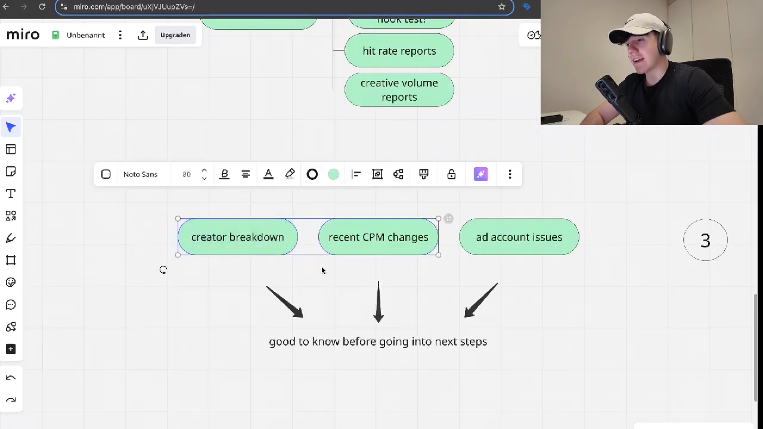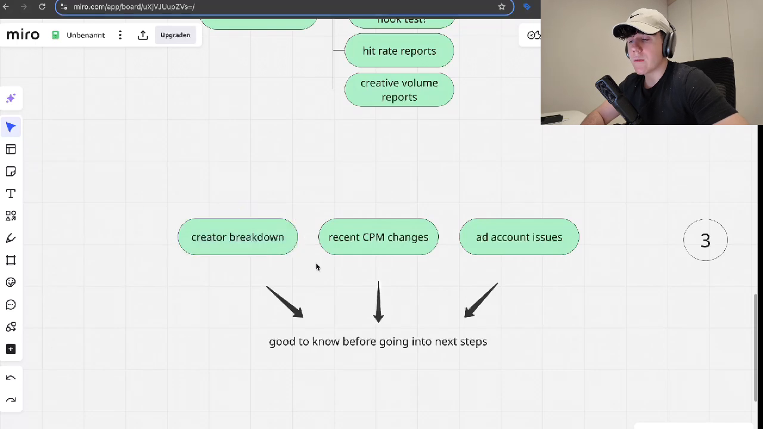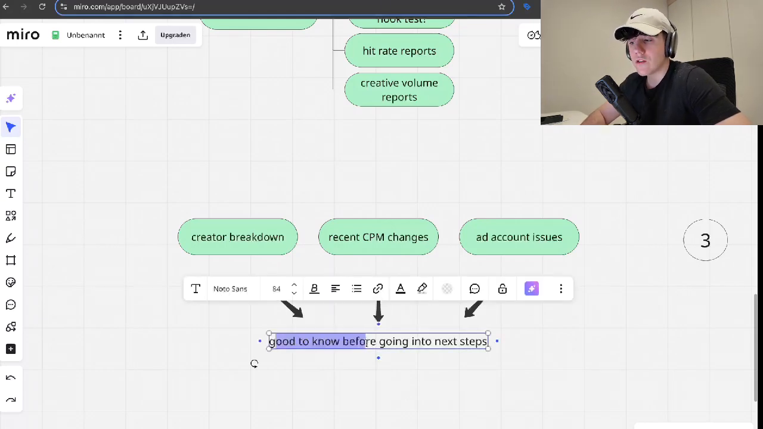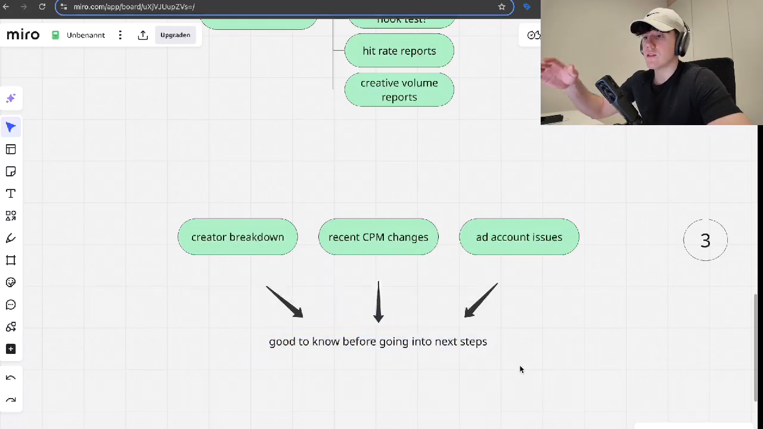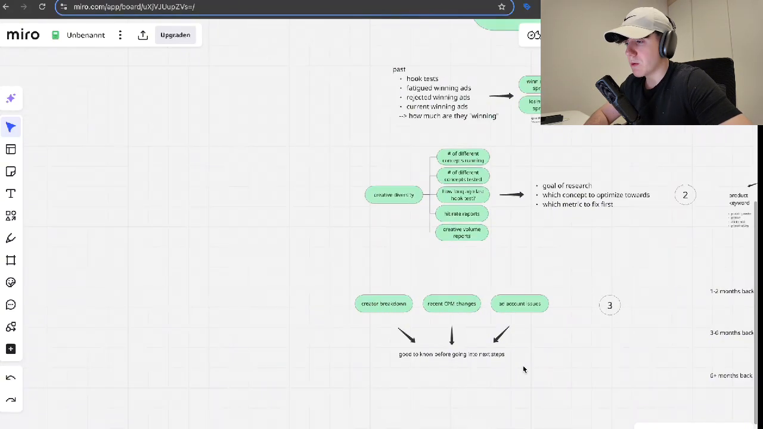And step number 3 of the ad account audit is essentially you look at the creator breakdowns, right? Then at recent CPM changes and, for example, ad account issues. So these are 3 things that you want to figure out, not because necessarily you want to have huge impact out of this piece of information, but it's just worth it to know before going into the next steps, which would be the ideation and scripting, and then passing it on to the other teams. Okay, so this is really important.